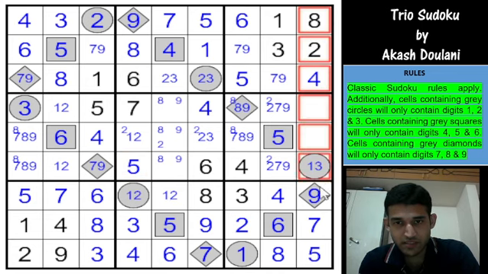Okay, let me write the digits in column 6. 2 4 8 5 7 9, which means that these two cells must be 1 3 6. You have 6 here, so that's a 6.